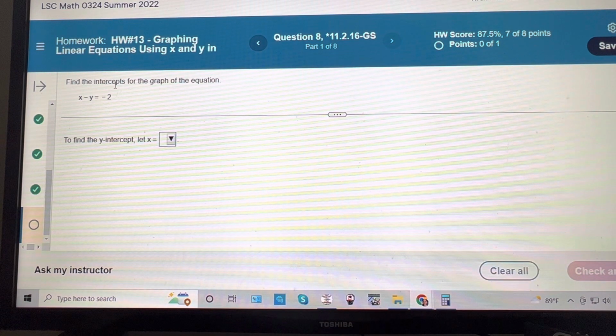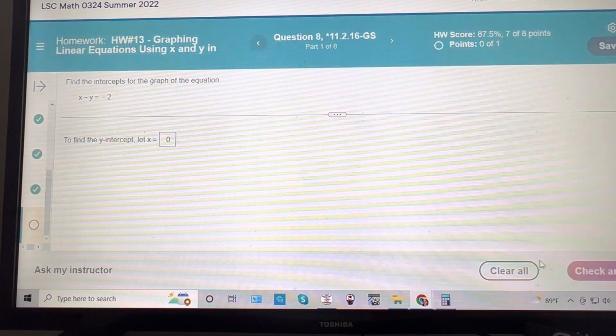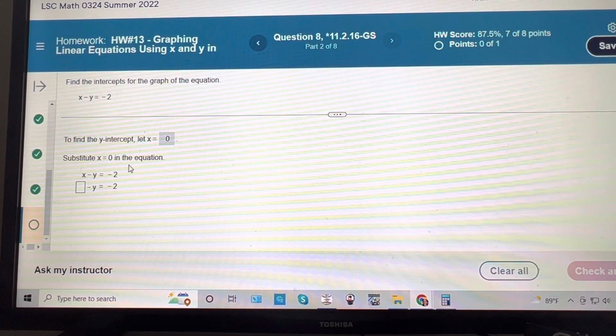So find the intercepts for the graph. To find the y-intercept, let x equal 0. Remember, it's backwards. If you want a y-intercept, you plug 0 in for x. And then if you want an x-intercept, you plug 0 in for y, but I guess they want us to do this step first. Let x equal 0, put a 0 in for x.